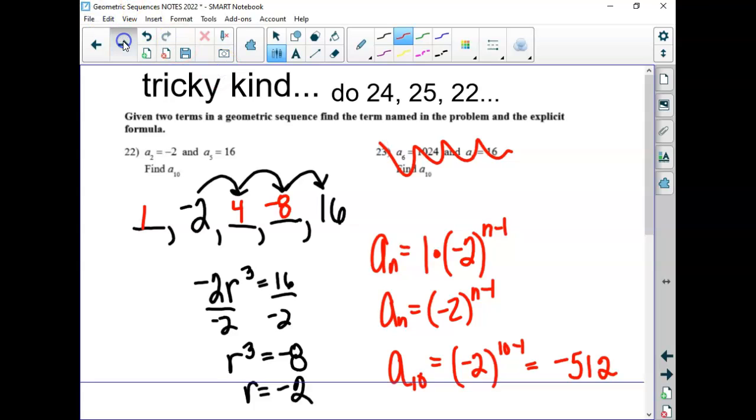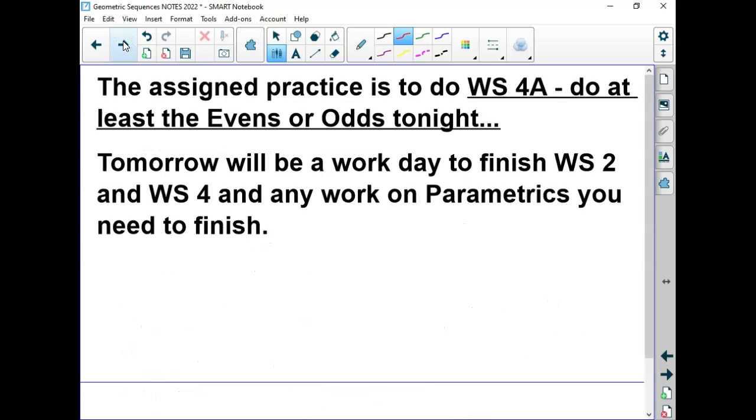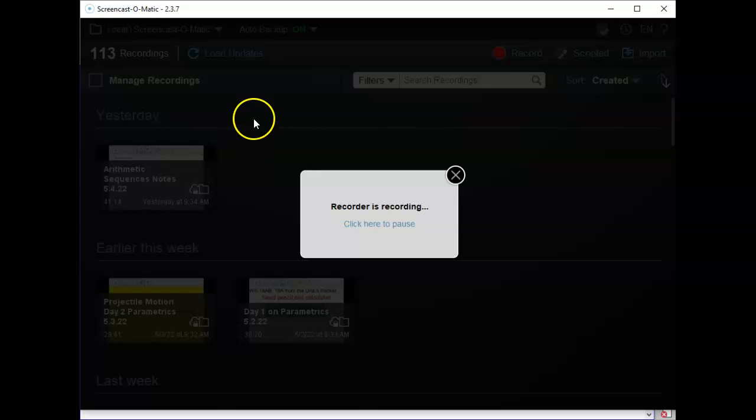All right. So what I would suggest you do tonight is 4A, either the evens or the odds, and then tomorrow when you come to class and we have a work day, you can go back and finish worksheet 2 and 4, the ones you didn't do yet, just because it's a good time to go back and revisit the difference between arithmetic and geometric if you do some of each tomorrow in class, okay? But tomorrow's a work day, so if you're not here because you're taking, what is tomorrow? Is it A push or something? Or is it yes? So some of you are gone for that test. So it's just a work day. You won't miss anything new. That's the good part.